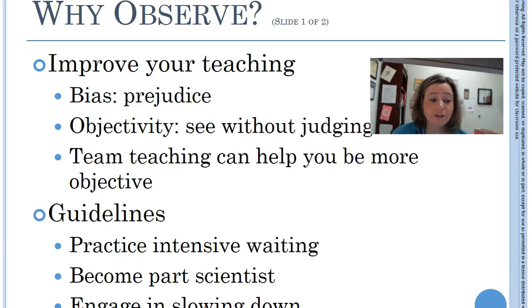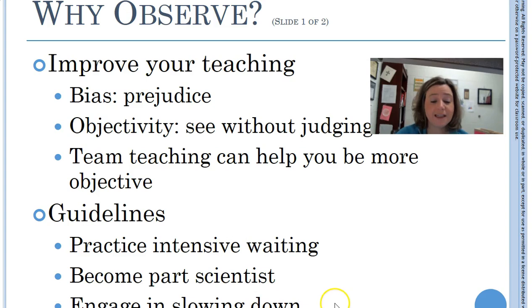Team teaching is another way that we can improve our teaching, because sometimes we need someone else to point out to us what it is that we're doing that we may not even realize. It may be a nonverbal gesture that we're using, or it may have been the way that we spoke to a child and we didn't think that it sounded bad, but maybe the team teacher did. So we can also be looking to help each other when we're doing our observations.